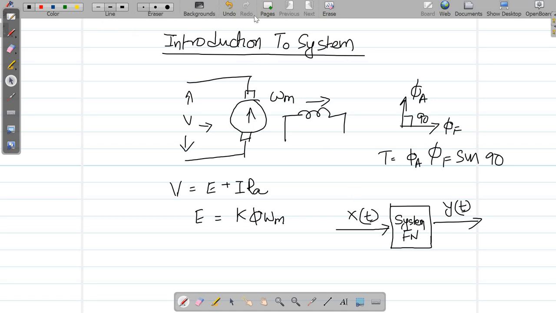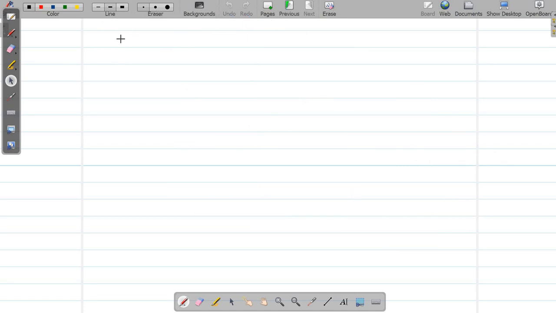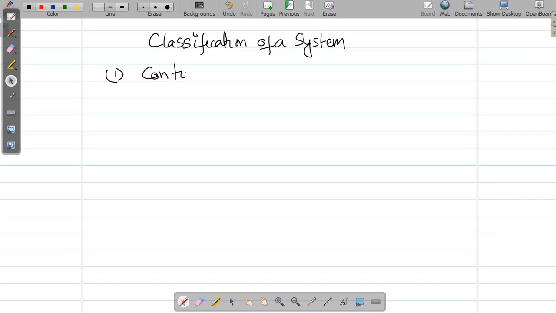So next, let us try to classify systems. What are the different ways a system can be classified? Classification of a system. The system can be classified as continuous time system and discrete time system.